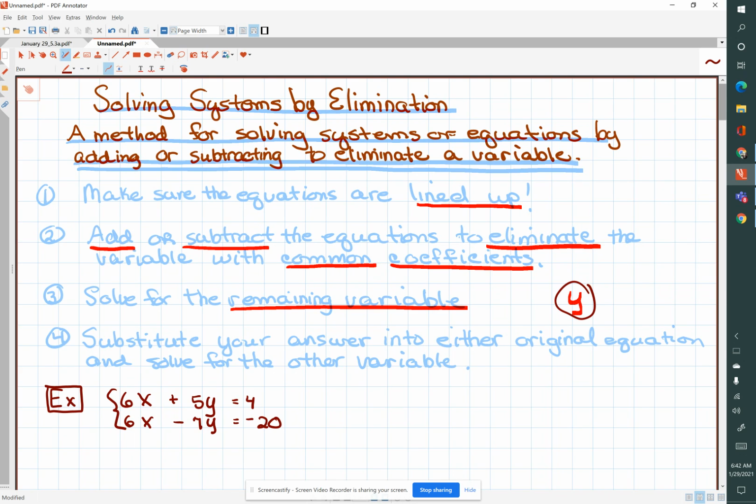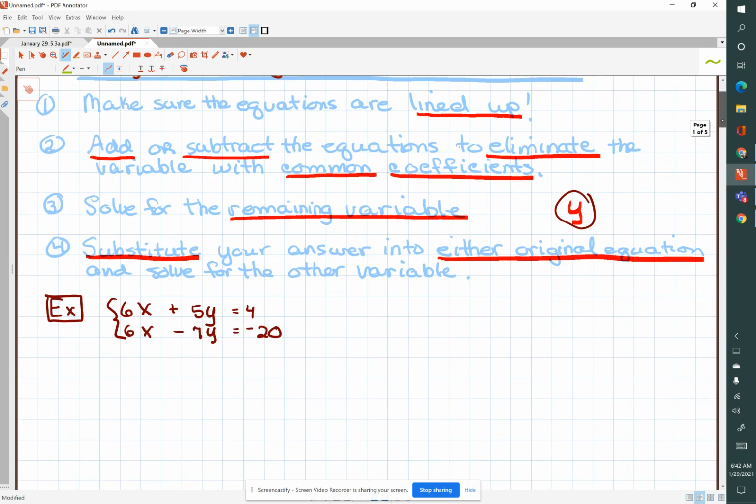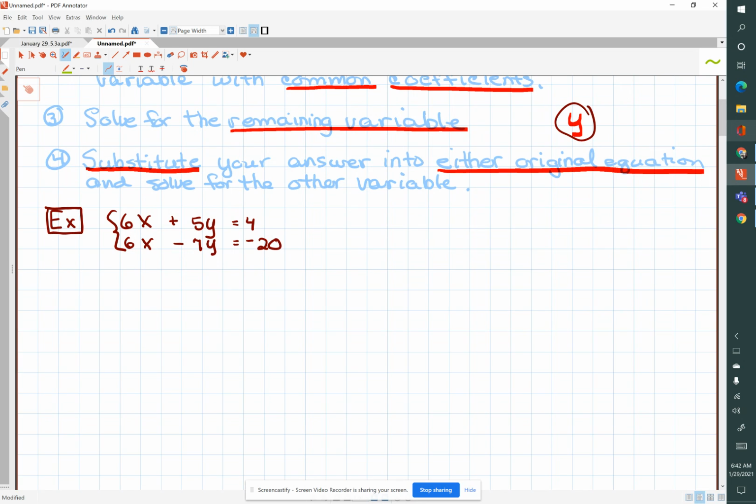Now, maybe you'll eliminate y and you'll solve for x. And then the last step, substitute, use parentheses, folks, your answer into either original equation, either one, and solve for the other variable. Now, these instructions don't make a lot of sense to us until we actually try to do a couple of problems on our own, and then they start to fall in place. So let's start with our first example.